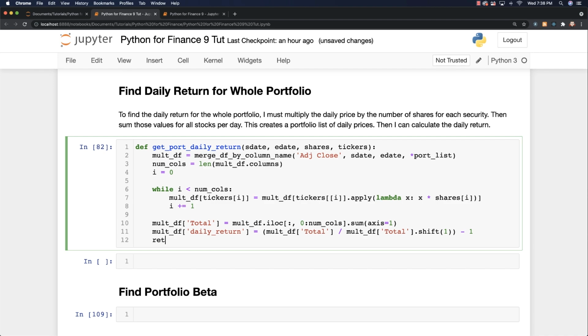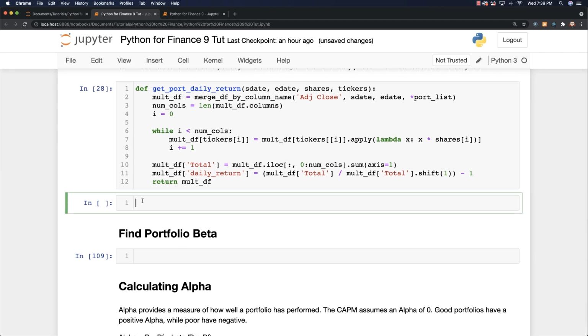All right, so I got all that set. Our data frame here is ridiculously awesome, and it has every single thing we could ever want it to have. Now I'm going to create total portfolio data frame, and I'm going to call get port daily return, and I have a start date of 2020-01-02 and 2020-12-31, and I pass in, of course, the number of shares for each of the securities in our portfolio, as well as the portfolio list.